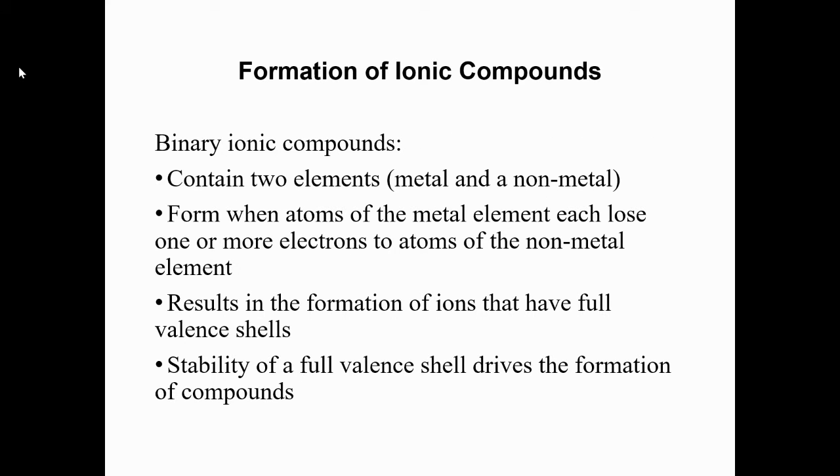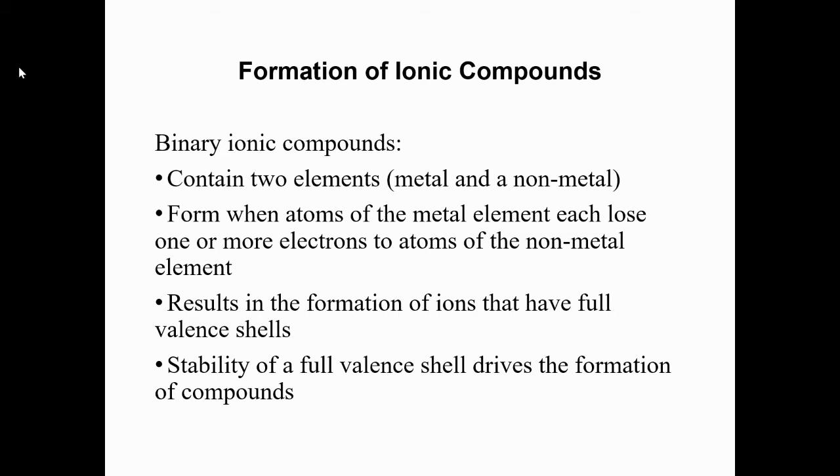So to understand the formation of ionic compounds, we're going to look at a type of ionic compound called a binary ionic compound. So you're maybe familiar with binary code, right? Binary means two. So if you see the word binary, think of the number two. In the case of binary ionic compounds, they're made of two different elements, a metal and a non-metal. And they form when atoms of the metal element each lose one or more electrons to atoms of the non-metal element. So metals lose electrons, non-metals gain electrons.